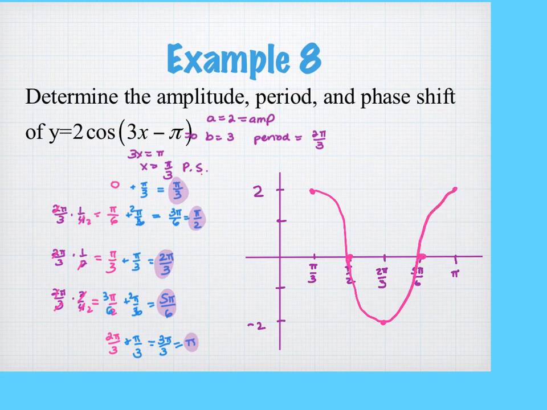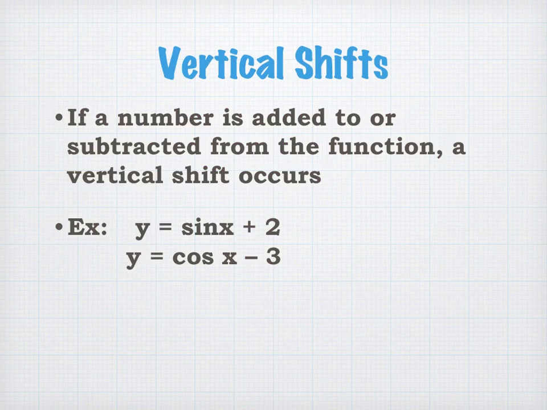So probably the biggest mistake people make with the cosine and the phase shift is starting this point over here on the y-axis. Remember that it's a phase shift, so you want to shift it to the right, and that's your beginning point. Okay, last kind of shift we're going to talk about is the vertical shift.